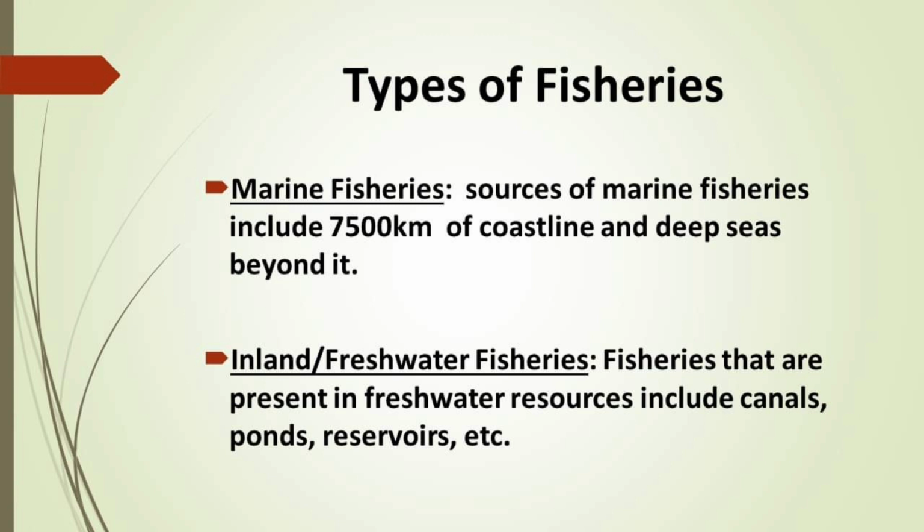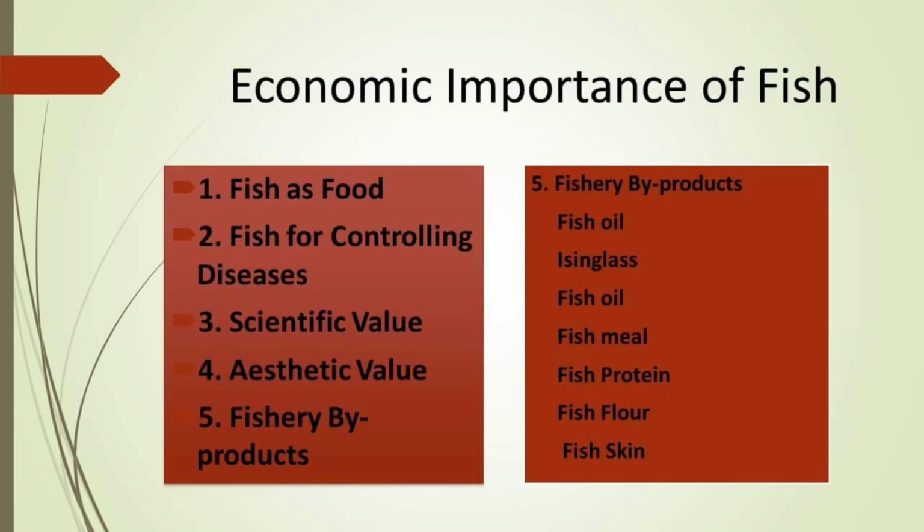We have inland freshwater fisheries. Fisheries that are present in freshwater resources include canals, ponds, and reservoirs, etc. It is more intensive. Fish farming can be done in composite fish culture in this type of fishery. So next we will discuss economic importance of fish.